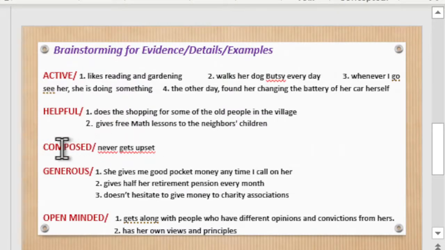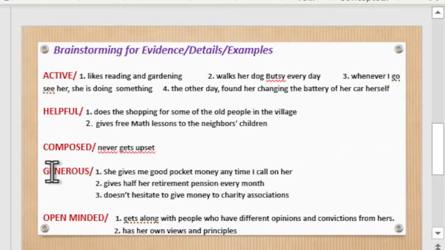Another reason I said why I like Aunt Zahra is that she's a composed person. She's calm. She never gets upset. Good. So I like her because she's composed. What does that mean? She's never upset. She never gets angry.